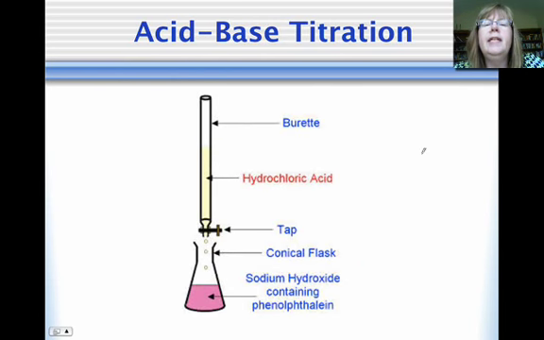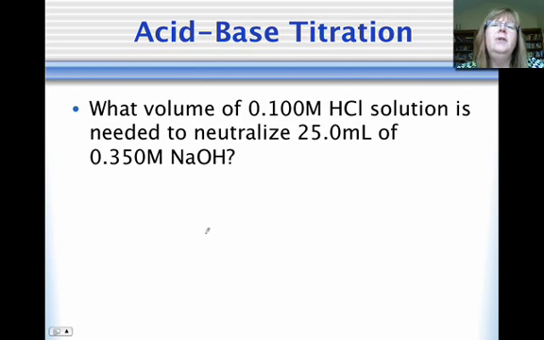So the setup looks something like this. This long tube is called a burette. You can put the acid or the base in the burette, it doesn't matter. It has this little tap here to turn it on and off, and then there's this stem down here. And then normally we titrate into an Erlenmeyer flask, and you've got a solution down here that has an indicator in it that will change color. So let's go ahead and do some practicing with acid-base titrations.